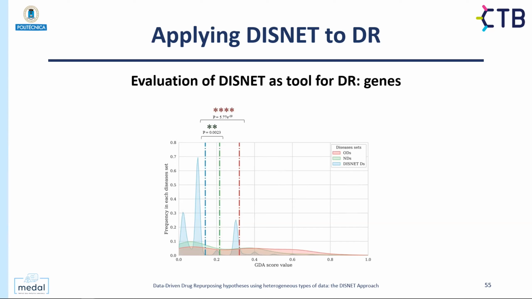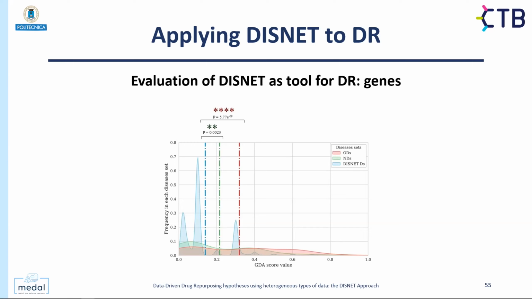So basically we can see here that in the DISNET diseases, we have a GDA value of around 0.15, something like that. And the difference between this DISNET value and the original disease and the new disease is much higher, which means that the GDA value can be used as a potential predictor of this hypothesis of repurposing, because the level is higher in the original diseases, but it is also higher in the repositioned ones. And this is really important because we are getting a potential predictor.